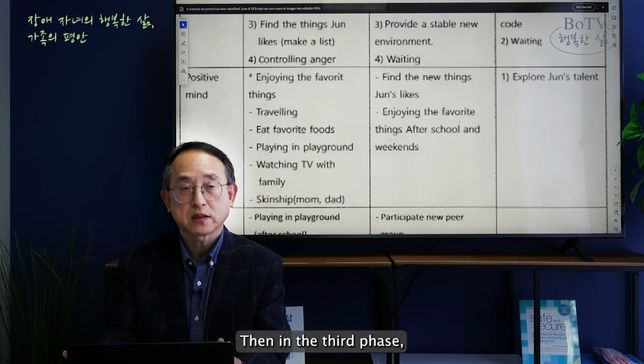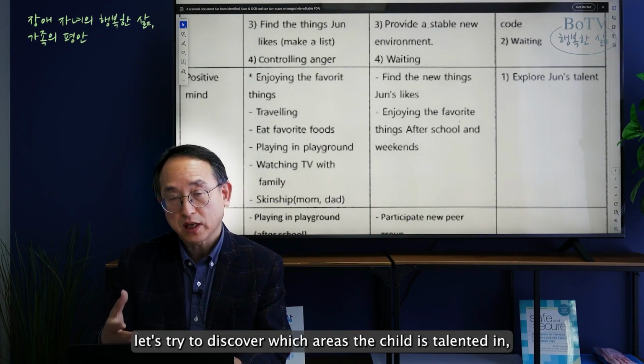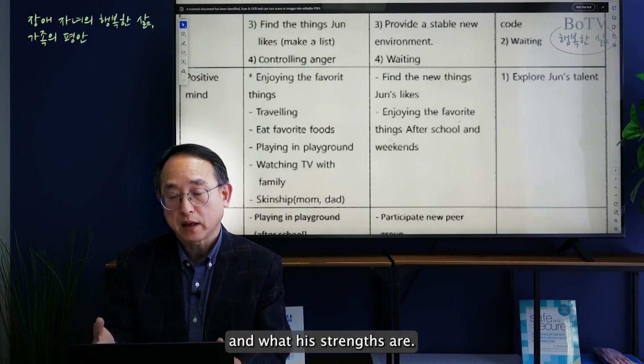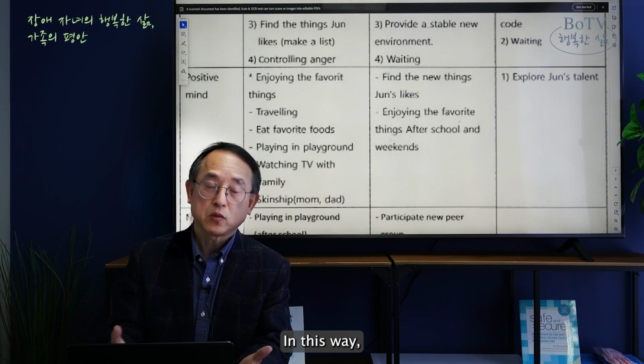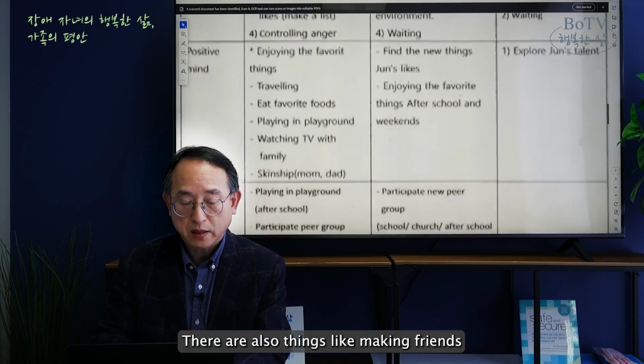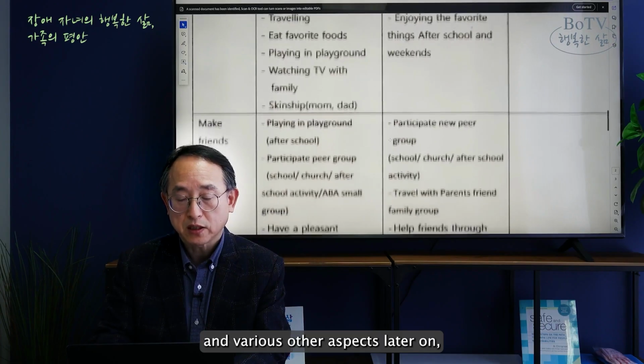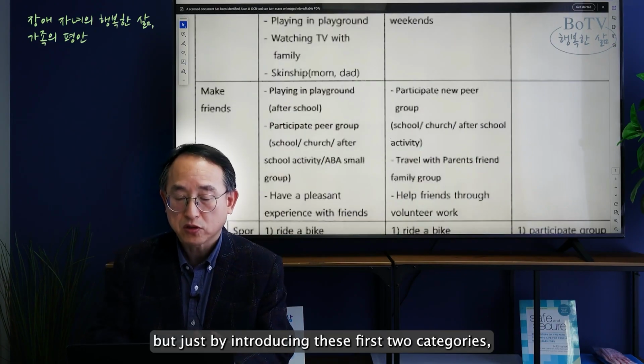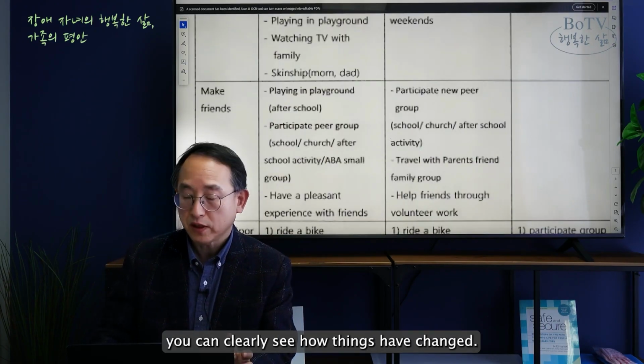Then, in the third phase, let's try to discover which areas the child is talented in, what they like, and what their strengths are. In this way, the approach has completely changed by 180 degrees. There are also things like making friends and various other aspects later on, but just by introducing these first 2 categories, you can clearly see how things have changed.